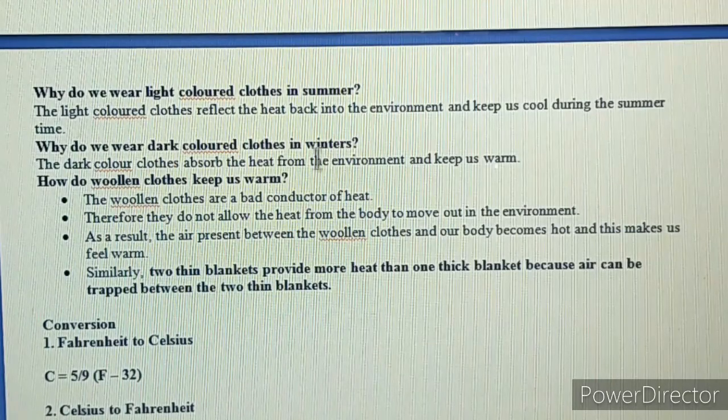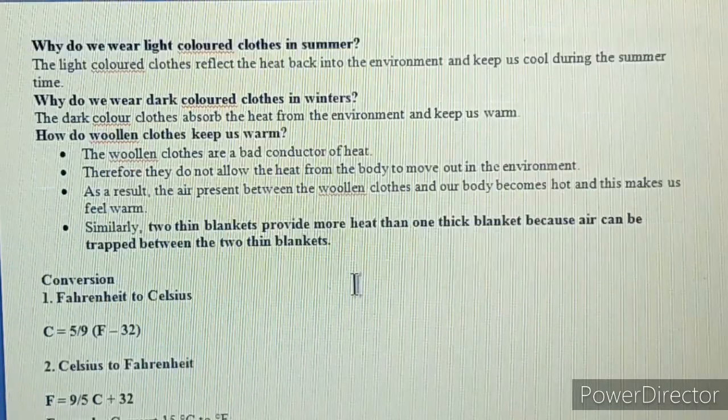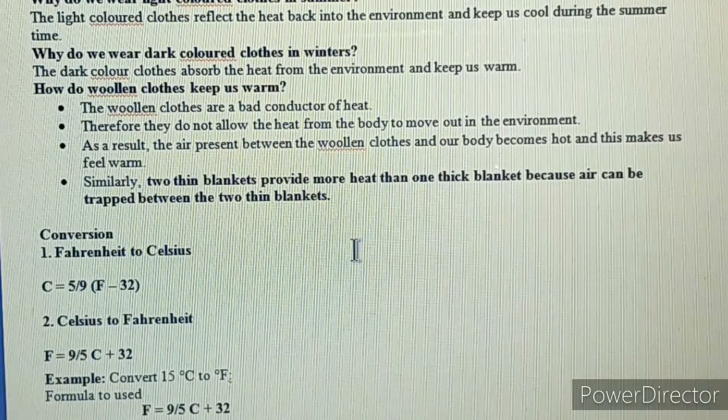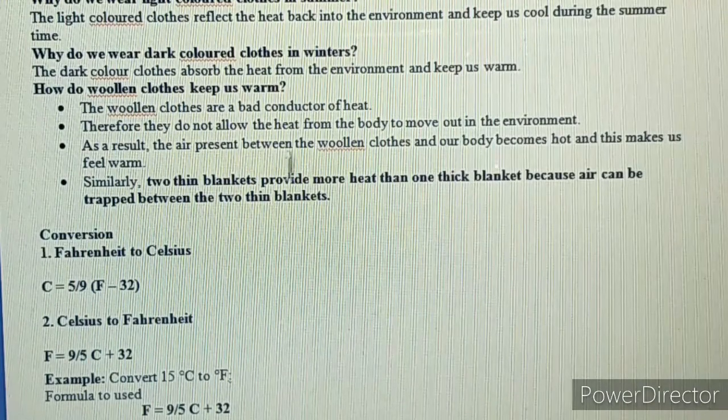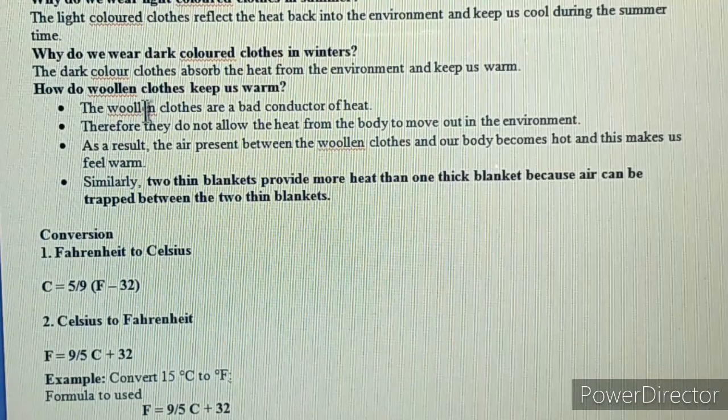Now, why do we wear dark colored clothes in winter? The dark colored clothes absorb the heat from the environment and keep us warm. That is why we wear dark colored clothes in winter. Now, how do woolen clothes keep us warm? As we know, woolen clothes are bad conductors of heat. Therefore, they do not allow the heat from the body to move out into the environment. A sweater is made up of wool, and wool has some holes inside it which trap what? Air inside them.